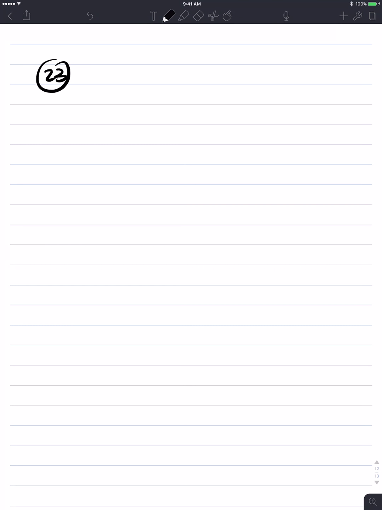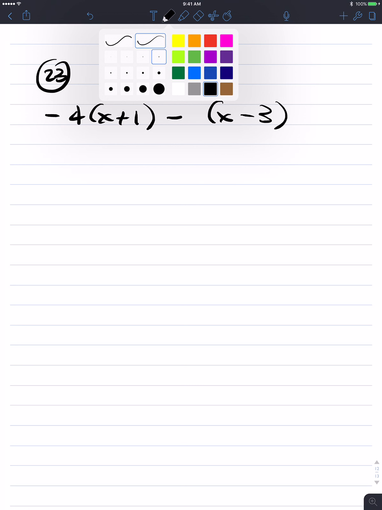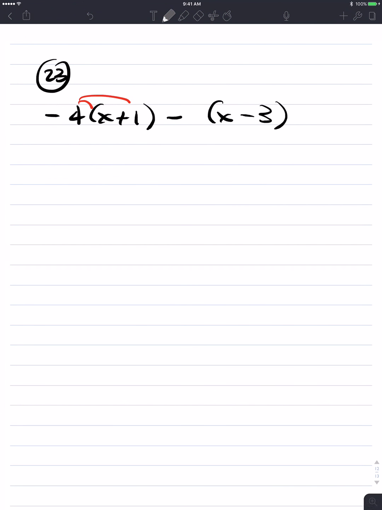Number 23. I have negative 4 x plus 1 minus a x minus 3. Use your distributive property to get rid of the parentheses. Don't forget, there's a negative 1 times x here. We have negative 4x minus 4, negative x plus 3.